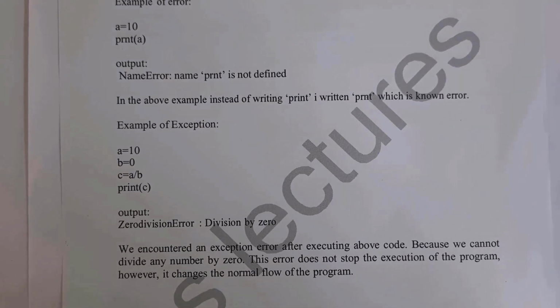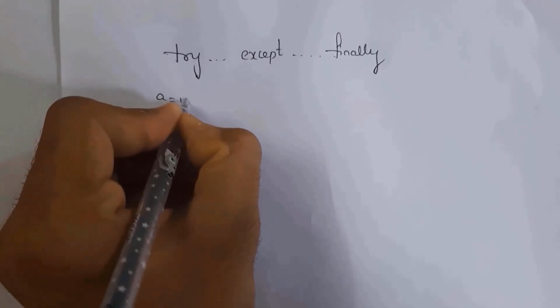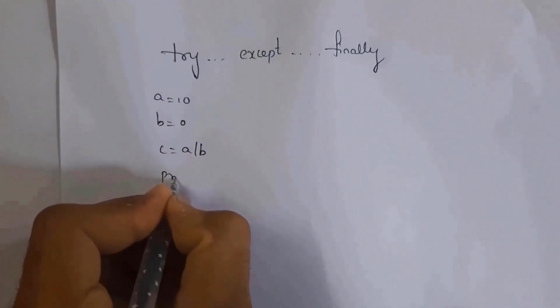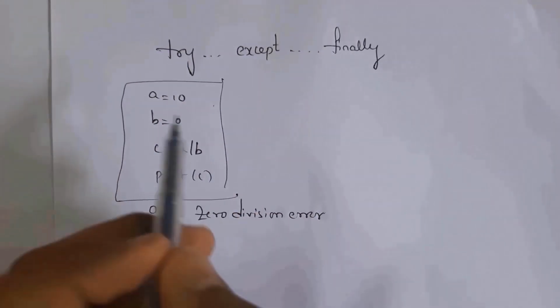Next, I will explain how to handle an exception. We can handle an exception by using try, except and finally blocks. I will give an example so that you can clearly understand the use of these try, except and finally blocks. The same example which I took before: I am writing a equal to 10, b equal to 0 and c equal to a by b. So whenever you write here print c, you will get a zero division error. Now I will handle this problem by using try and except block.